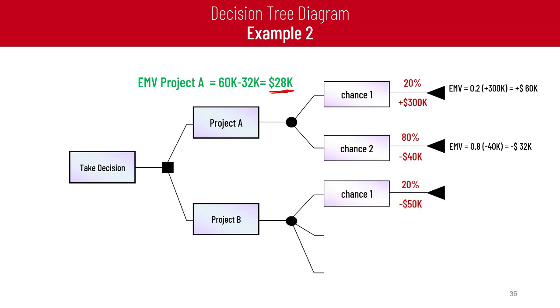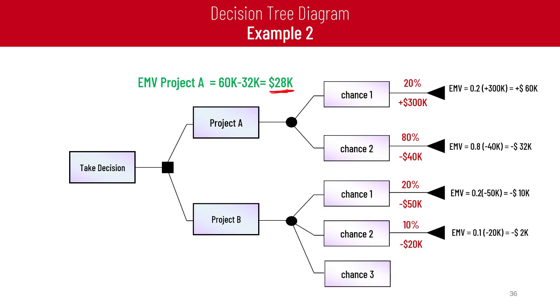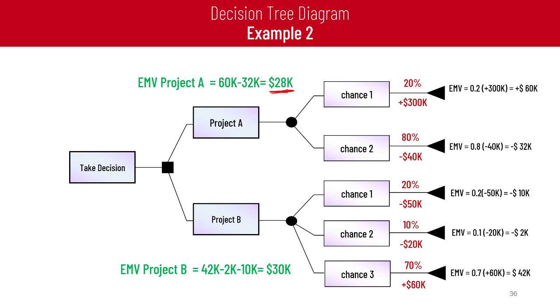If we decide to go with Project B, we have three chances. Chance number 1, we lose 50k with a probability of 20%. Or chance number 2, we lose 20k with a probability of 10%. Or chance number 3, we profit 60k with a probability of 70%. When calculating the expected monetary value for Project B, we end up with 30k. Looking at both options, both decisions, it's better to take the decision which leads to more profit, 30k.